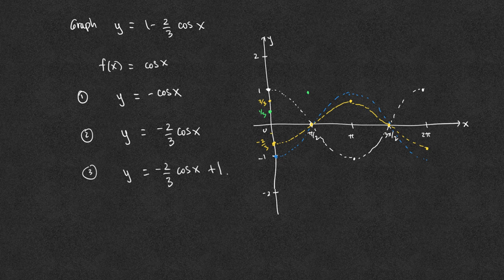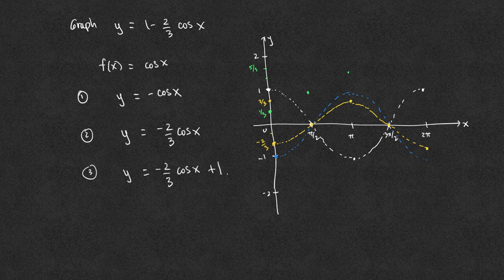From 2/3 at x equal pi, we would move it up 1 unit. 2/3 plus 1 is 5/3. And that is 5/3.